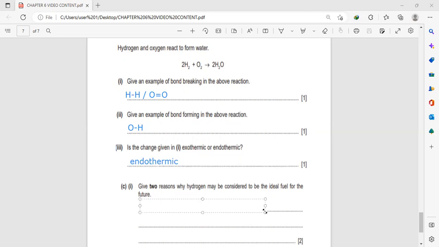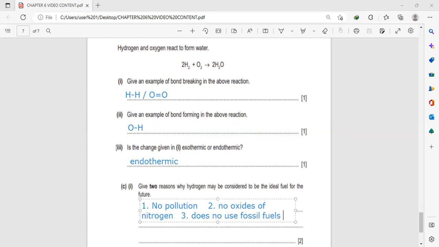Give two reasons why hydrogen may be considered to be an ideal fuel for the future. First one, no pollution. Second one, no oxides of nitrogen. Does not use fossil fuels. Next one, byproduct is water.